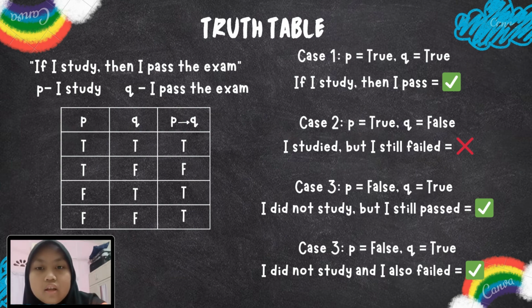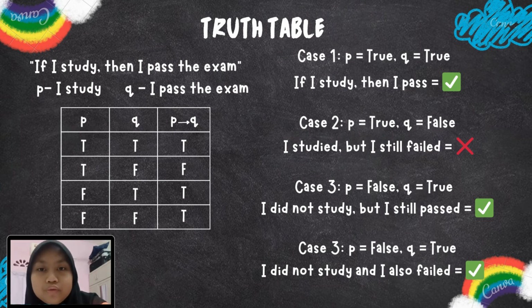Okay, next. Case 3, which is P false and Q true. This means I didn't study but I still passed. Logically, the implication is true because the condition, if I study, never happened. So since the condition is not met, the statement cannot be proven false. So the statement will be true. And it will be F, T and T.